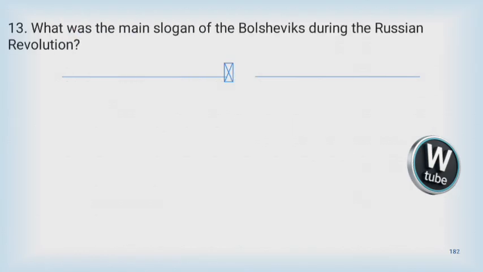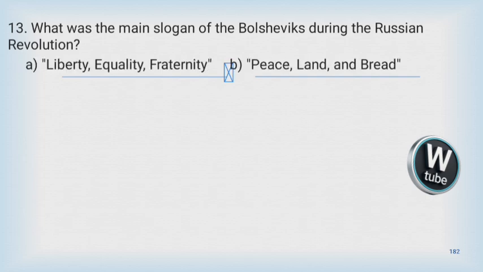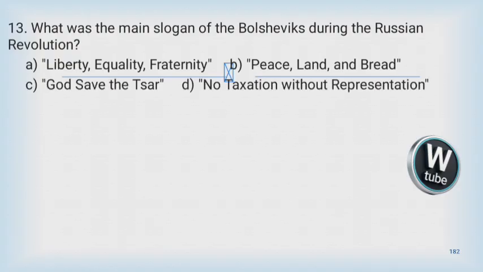Question number 13. What was the main slogan of the Bolsheviks during the Russian Revolution? A. Liberty, equality, fraternity. B. Peace, land, and bread. C. God save the Tsar. D. No taxation without representation.